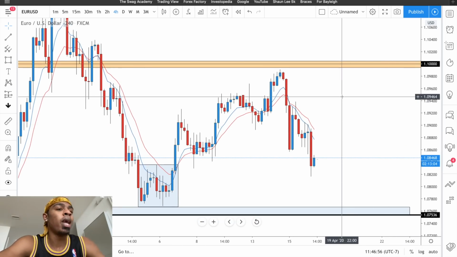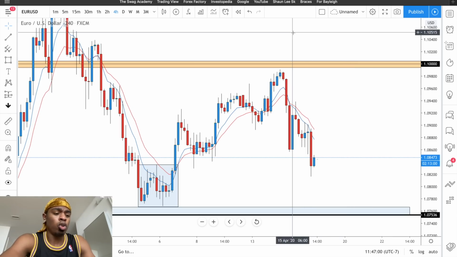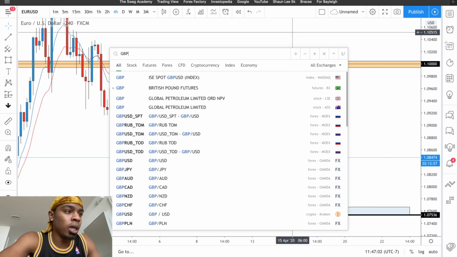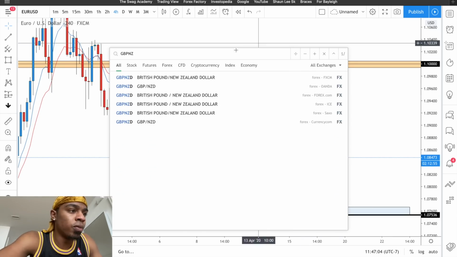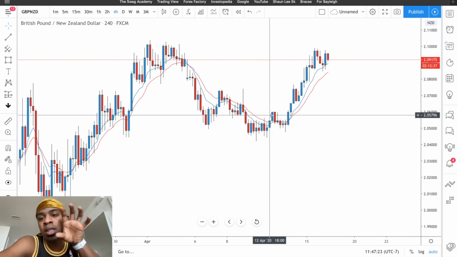So for example, before I even do anything with a chart, when I open up a blank chart, let me go to a random pair that I will never trade in my life. Great Britain and let's say New Zealand. Yeah, cool. I won't trade this pair ever. But let me break down what I would do. The first thing I would do is find my key levels.